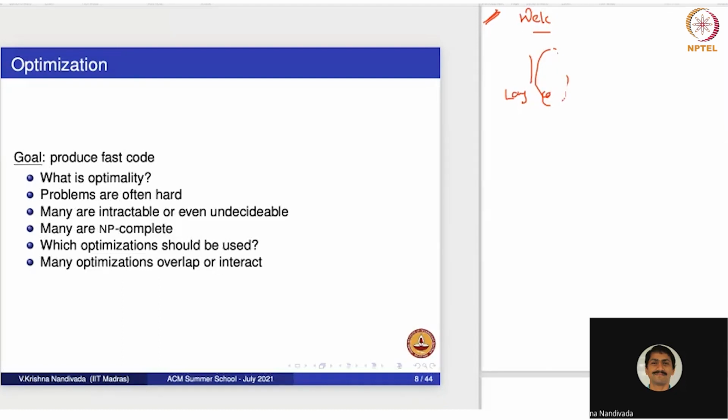Yeah, so Meenakshi said it can reduce the time complexity. Anything else, guys? Any other answers?